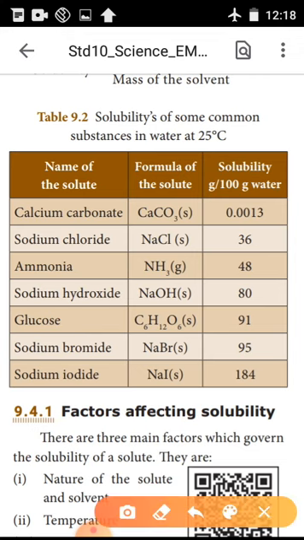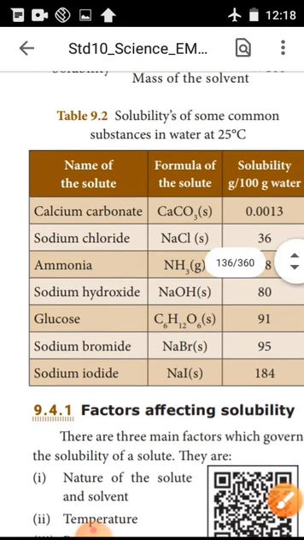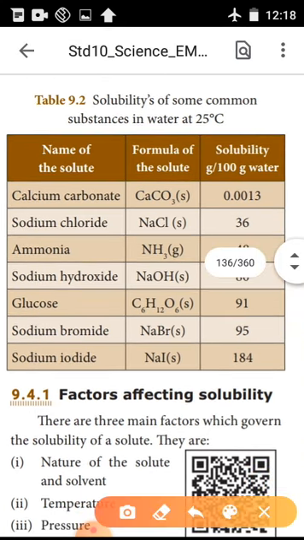Let's see the second example, sodium chloride. The formula of sodium chloride is NaCl. The state of sodium chloride is solid state. Its solubility is 36. Then the third example, ammonia. What is the formula of ammonia? NH3. The state of ammonia is gaseous state. Then what is the solubility of ammonia? 48.